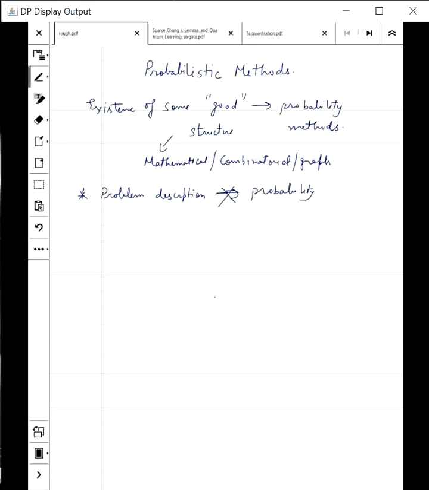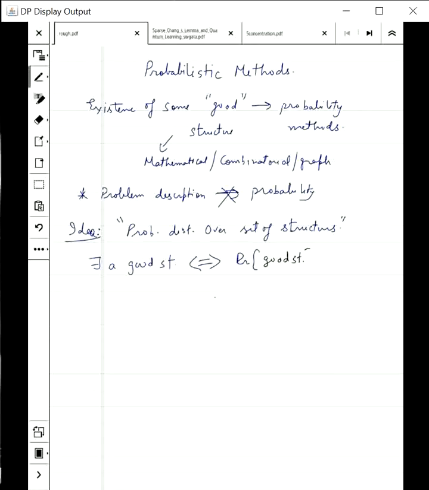Let me look at the idea. The main idea is that we define a probability distribution over a set of structures. So if you are looking to prove that a nice graph exists, then we define a probability distribution over a set of graphs. Once we define it, the task would be to show that there exists a good structure, which is equivalent to showing that the probability of getting a good structure is non-zero. So clearly, if the probability of having a good structure is non-zero, that means there exists a good structure, and that will show the existence.